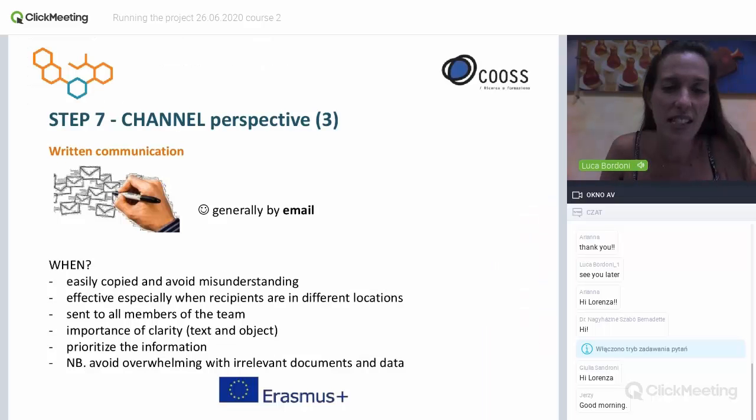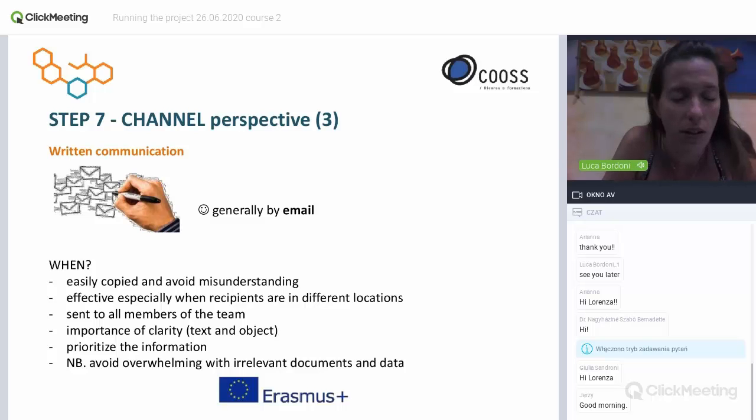And the second communication channel, generally, is by email. That is the more frequent channel. As you can imagine, it is easily copied and really effective when my partners are dispersed and it's really important to avoid misunderstanding. To share or communicate something, it's written and people can read and read again, and I can check if my message is really written in an effective way.